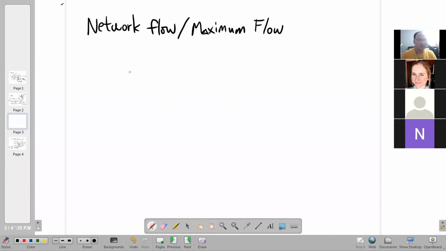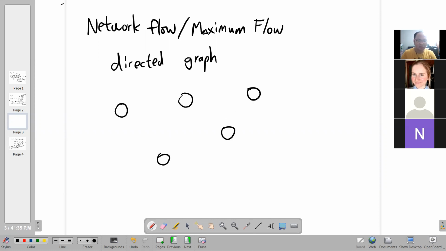Okay, so what is network flow or maximum flow? It's the same problem. Okay, so you have a graph, a directed graph, and this is important. And you have these nodes, so the graph has nodes, and their edges, maybe you have something like this.